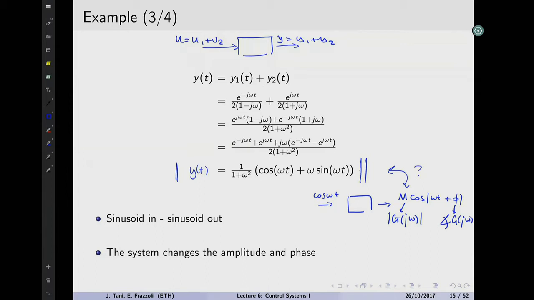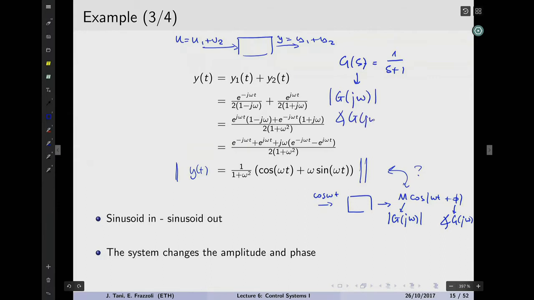So try to express y of t. Just get G, the transfer function, G of s is 1 over s plus 1. So we need to find the magnitude and the phase of G of j omega. How do you do that? If you have a complex number, how do you find the magnitude? How do you find the phase?